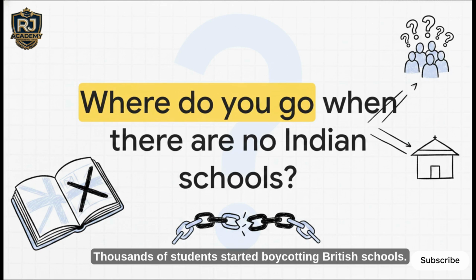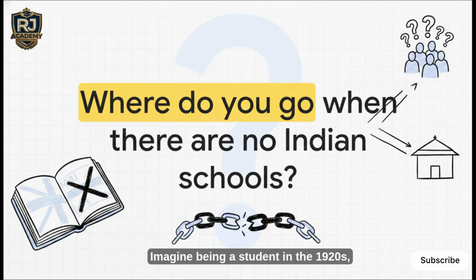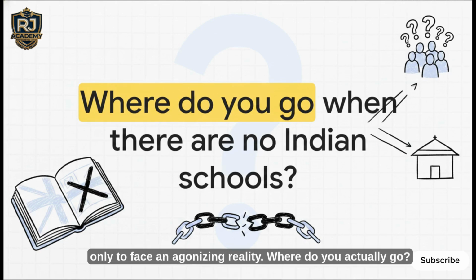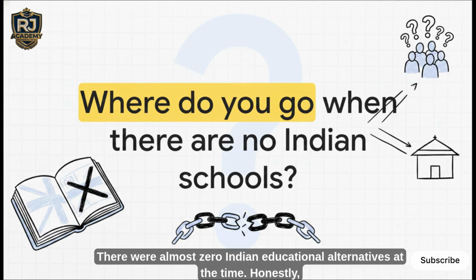Thousands of students started boycotting British schools. But put yourself in their shoes for a second. Imagine being a student in the 1920s, bravely walking out of your colonial school out of pure national pride, only to face an agonizing reality. Where do you actually go? There were almost zero Indian educational alternatives at the time.